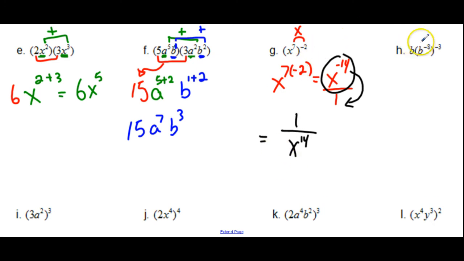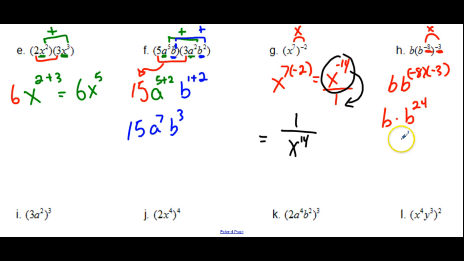We have b times b raised to the negative 8, all raised to the negative 3, right? B right here, it's not being raised to anything, so I'm just going to write down b right here. This negative 8 is inside, negative 3 is outside, so inside, outside, we're going to distribute that, multiply. So we have b to the negative 8 times negative 3. Alright, so that's b to the negative 8 times negative 3, which is b to the 24.